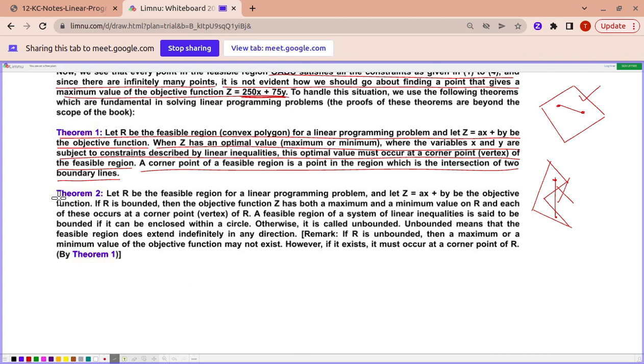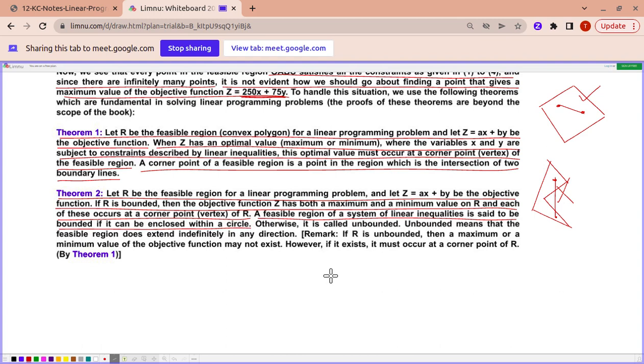Theorem 2 tells that let R be the feasible region for a linear programming problem, and let Z equal to Ax plus By be the objective function. If R is bounded, then the objective function Z has both a maximum and minimum value on R, and each of these occurs at a corner point vertex of R. A feasible region of a system of linear inequalities is said to be bounded if it can be enclosed within a circle. Very important to understand.